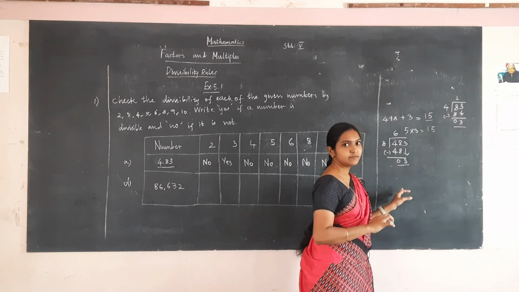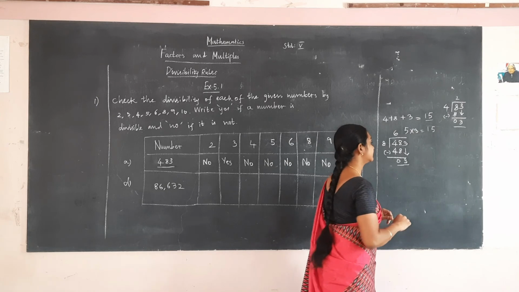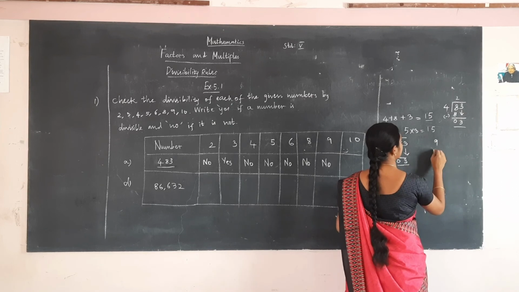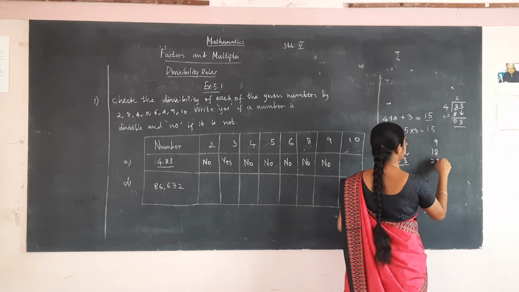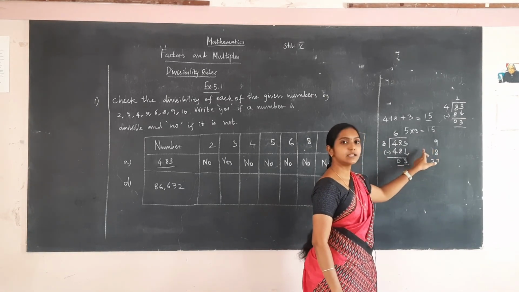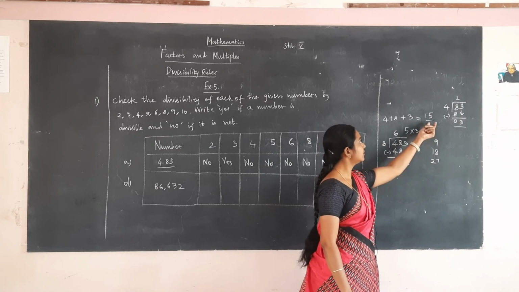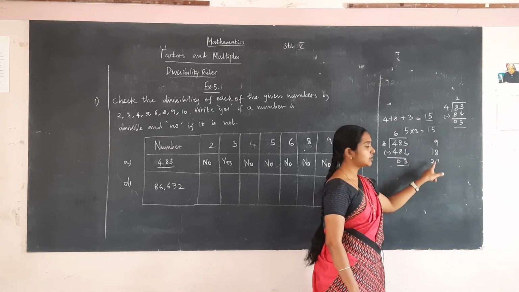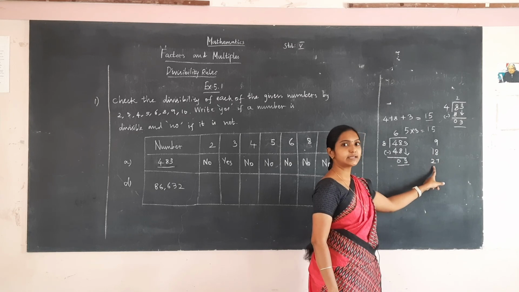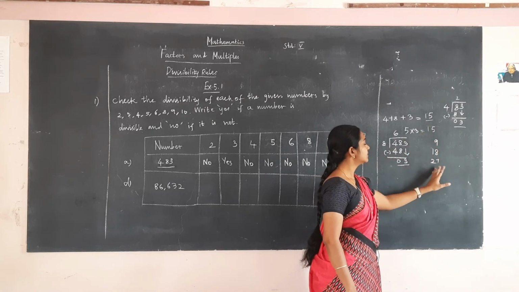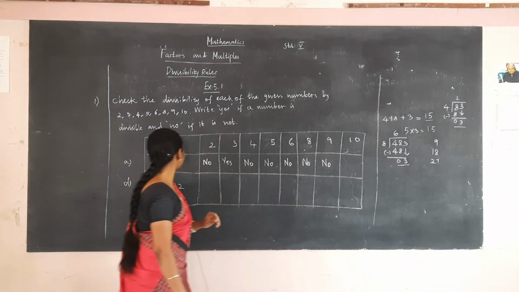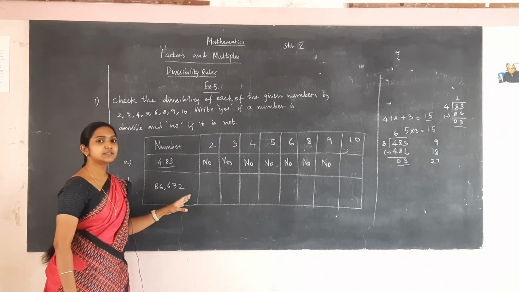In the 9 times table, we will not find 15. Write the multiples of 9. See here, these are the multiples of 9. 1 9 is 9, 2 9s are 18, 3 9s are 27. We can't find the number 15 here, but the numbers are exceeding 15. 18 and 27 are exceeding 15. So the number 15 is not divisible by 9. So the number 483 will also not be divisible by 9.